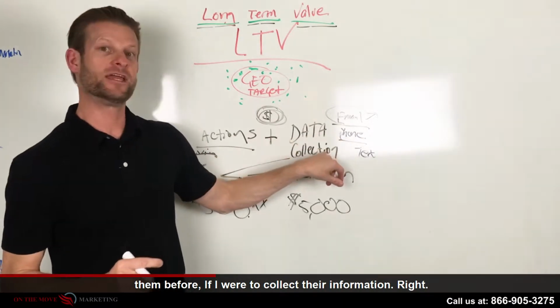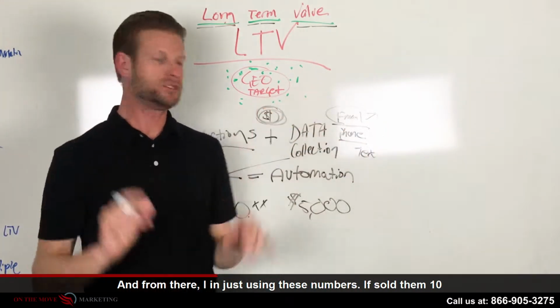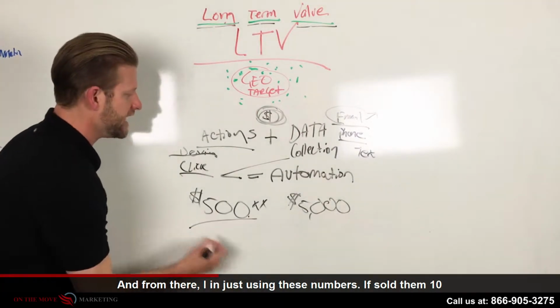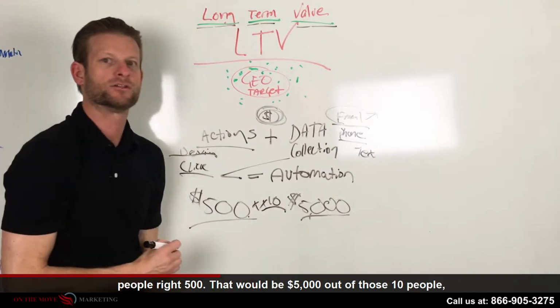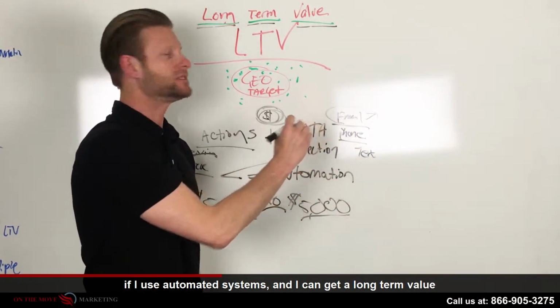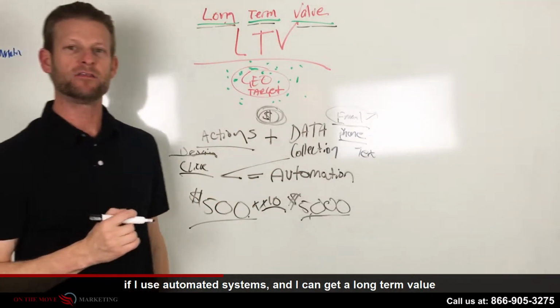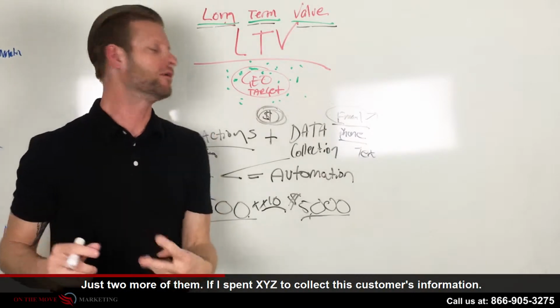If I were to collect their information, and from there, just using these numbers, if I sold them to 10 people at $500, that would be $5,000. Out of those 10 people, if I use automated systems and can get a long-term value of that customer, if I can sell 2 more of them, just 2 more of them.